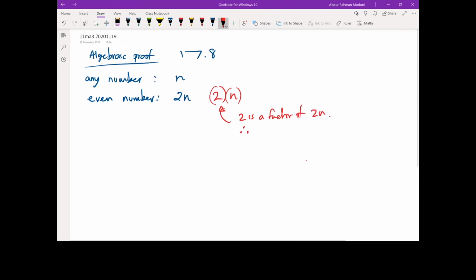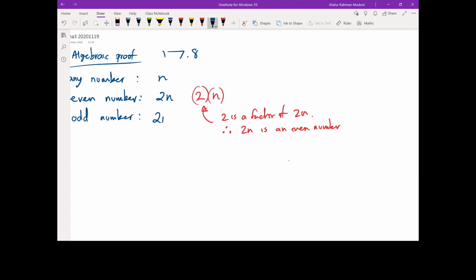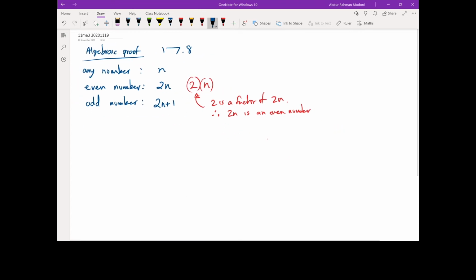Therefore, so therefore is usually denoted by 3 dots. I was just using shorthand here. Therefore, 2n is an even number. So if we know 2n is an even number, it's quite easy to write down what an odd number is. If you have an even number, how do you find an odd number? 2n plus 1 or 2n minus 1 would get you an odd number, because an even number is 2n, therefore an odd number is add 1 to it. Okay, so we've written an even number algebraically, we've written an odd number algebraically. Any number would be represented by n.